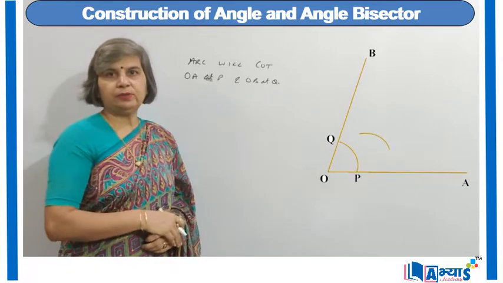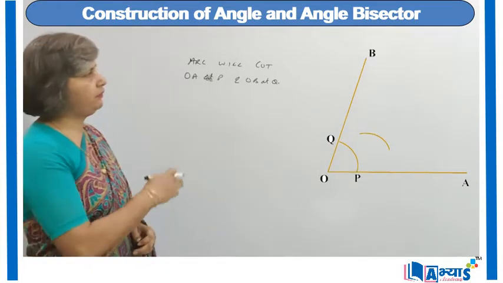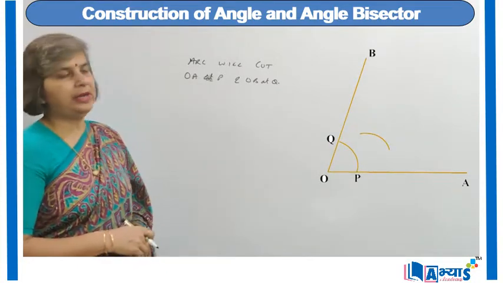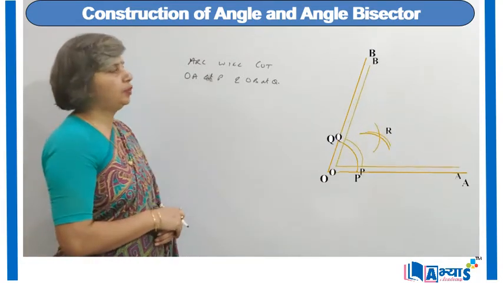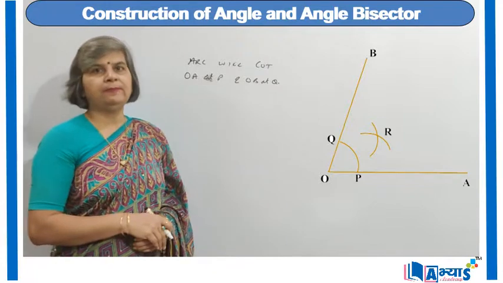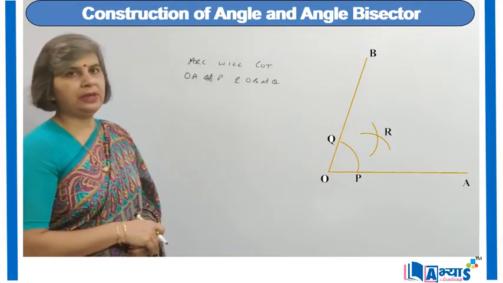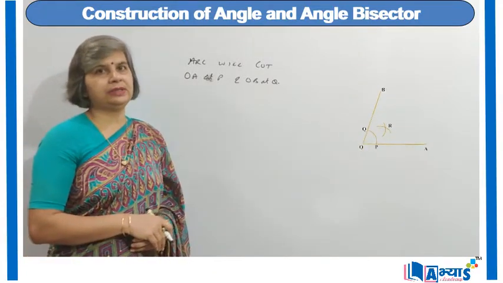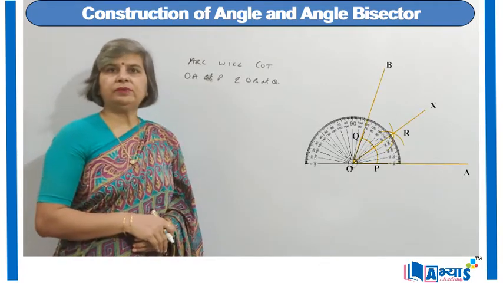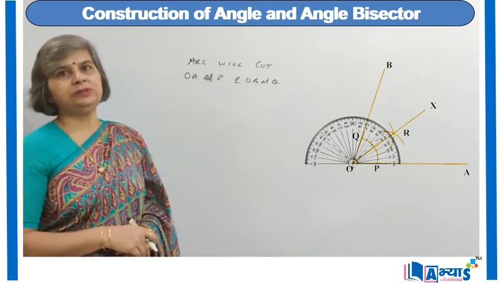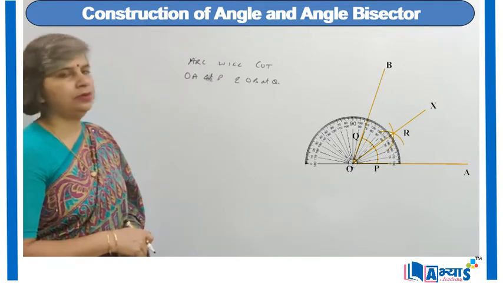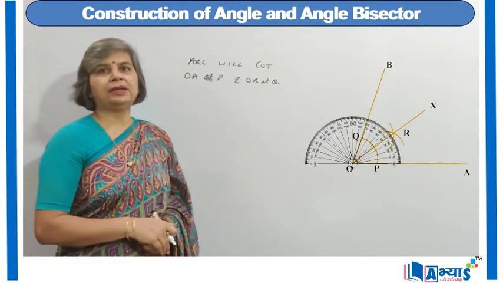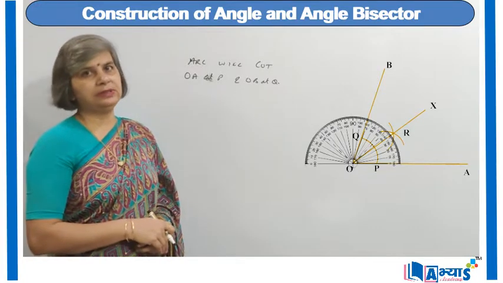We will place the pointer at P and draw an arc. Then we will take the same radius, place the pointer at Q, and intersect the arc that we have drawn in the earlier step, and let the point be R. So we can say that the arc from P and the arc from Q are intersecting at point R. Then we will join OR and extend it to C. So this OC is the angle bisector of angle AOB, or we can say that angle AOC is 36 degrees.